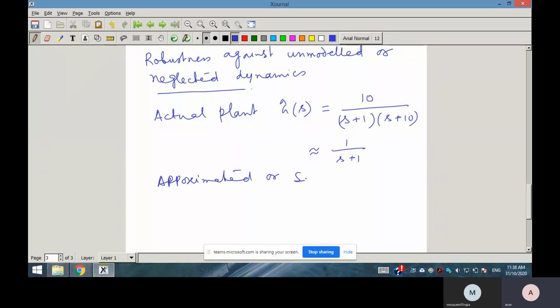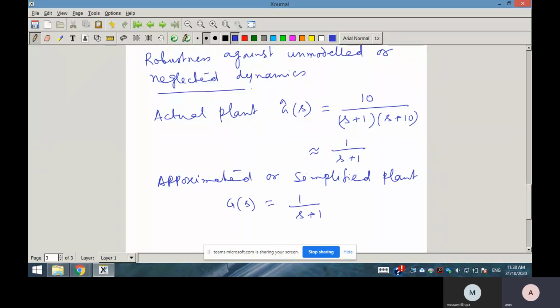The approximated or simplified plant, what is it? This G(s) equal to 1 over s plus 1 here. So this plant. So now what is the error? The modeling error.